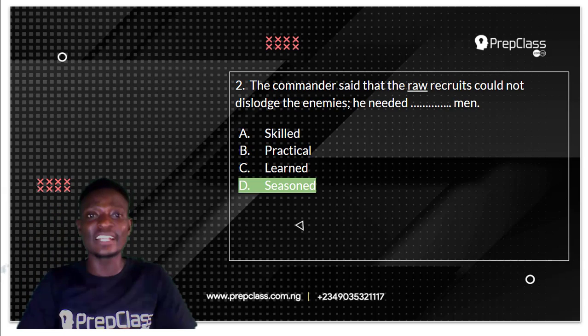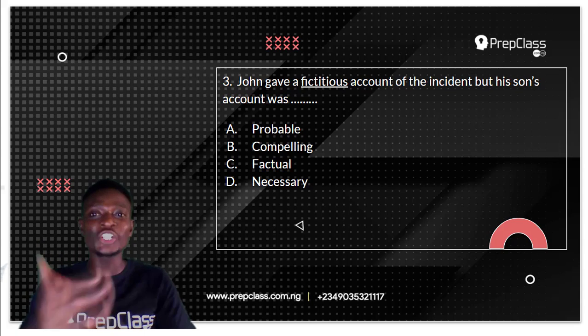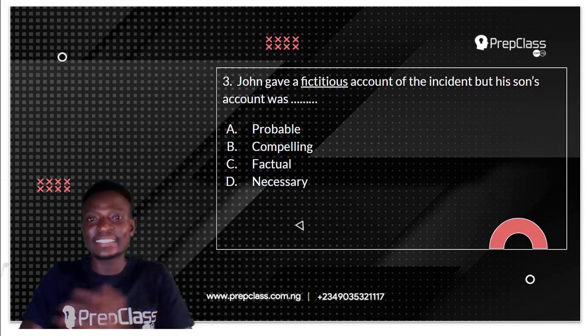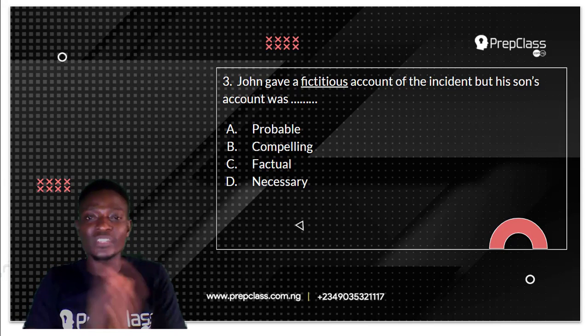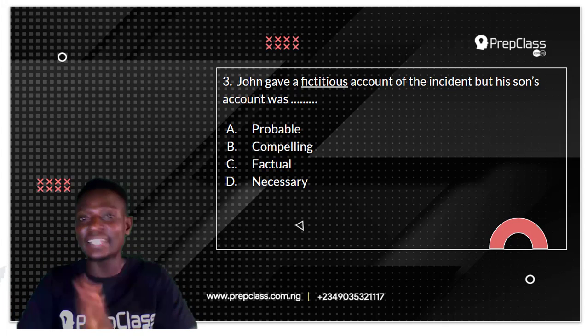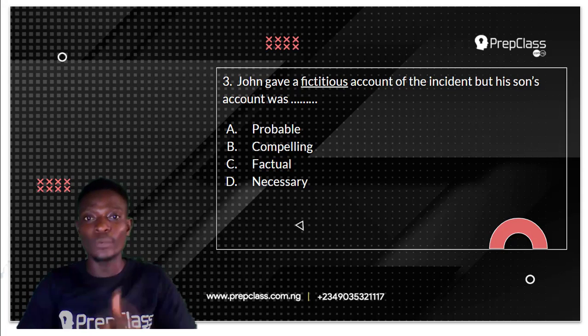Now, moving on to the next question we have. Now, question 3 reads, John gave a fictitious account of the incident, but his son's account was dash. Remember, we have to select the word that most nearly means the opposite of the underlined word and will at the same time correctly fill the gap in the sentence. So the options we have here are probable, compelling, factual, and necessary.